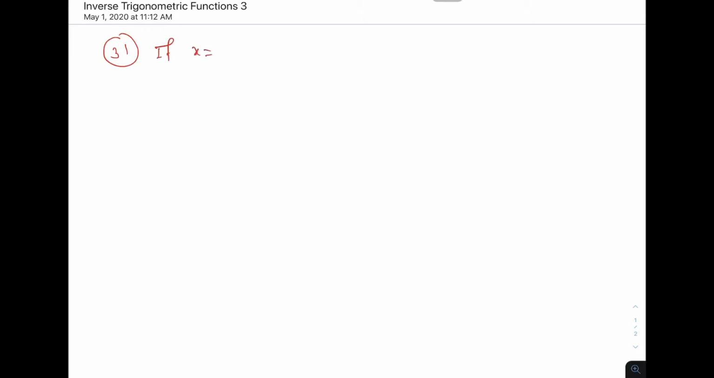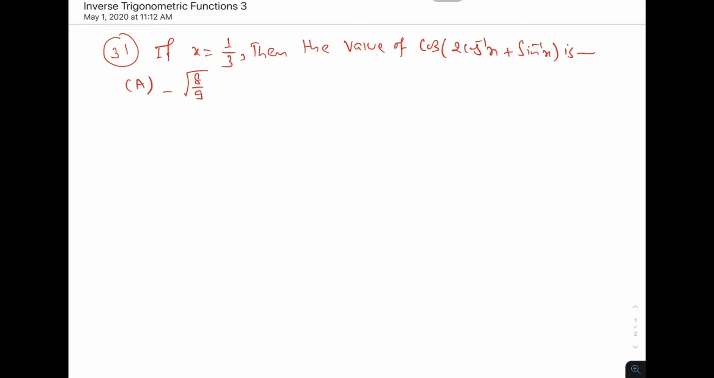If x is equal to 1 by 3, then the value of cosine of 2 cosine inverse x plus sine inverse x is blank, and the options are minus root 8 by 9, minus root 1 by 3, root 3 by 2, and 1 by 2.